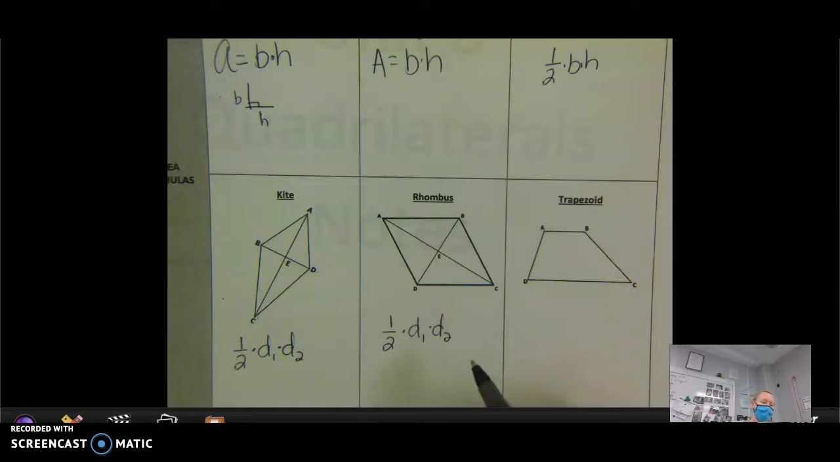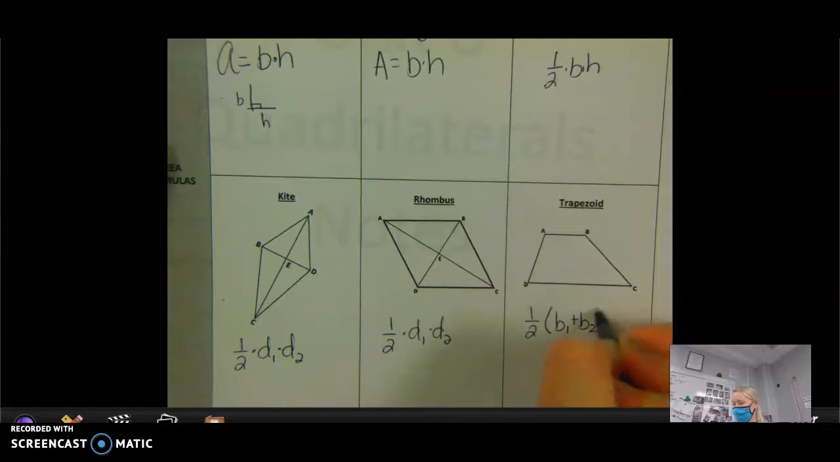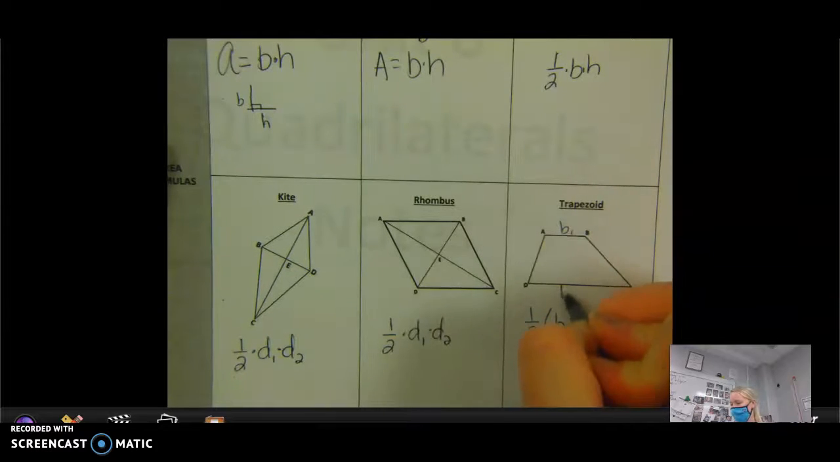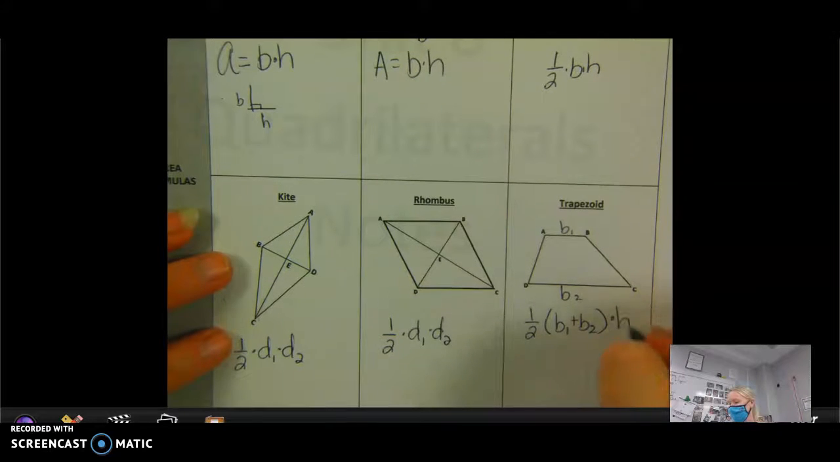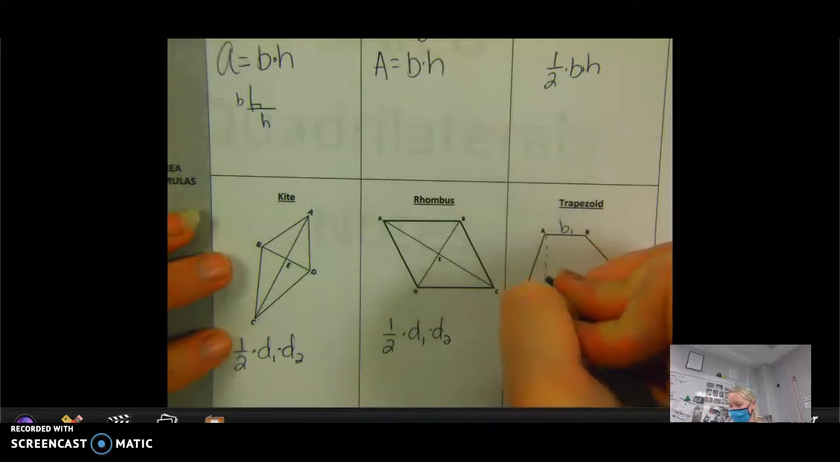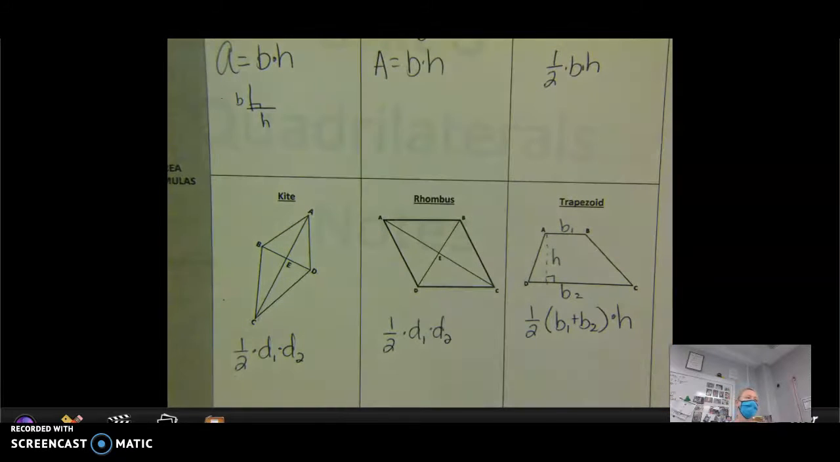Who knows trapezoids? Okay, good. So base 1 plus base 2. So like this would be base 1, this is base 2, right? So you're going to add those. You're then going to multiply it by its height, and its height, again, is not a slant height. It's an up and down height that makes a 90-degree angle. And then you're going to divide by 2 or multiply by 1/2 once you've done that.